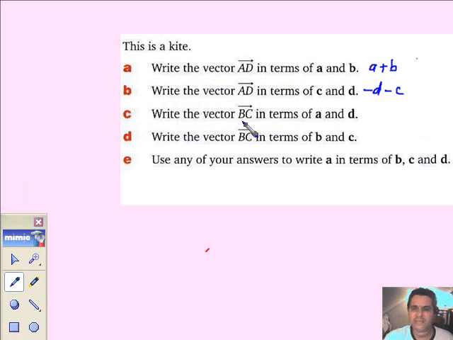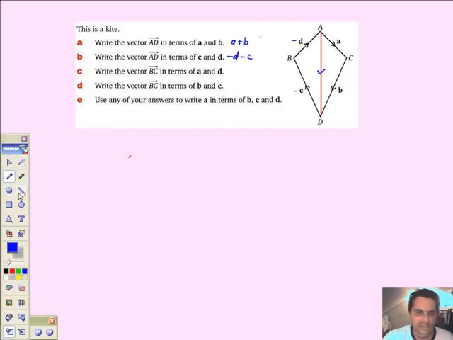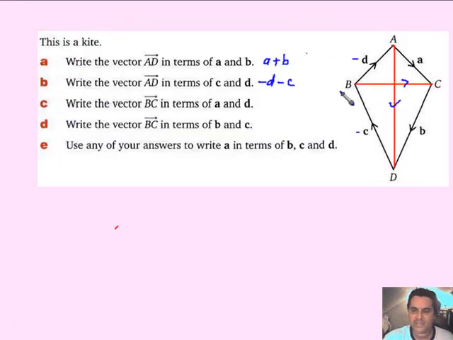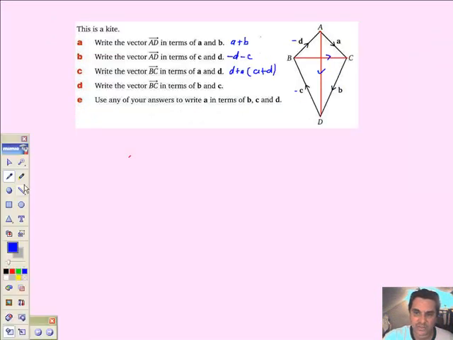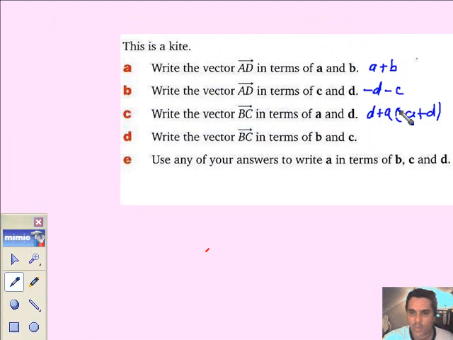Write the vector BC in terms of A and D. So it's asking me to do this from B to C, go in that direction, hence the arrow, and it wants me to go in terms of A and D. Well, let's just take a look. From B to C, I must go up the D and down the A in the direction shown. So essentially it's going to be D plus A, or you can call that A plus D. So D plus A, or A plus D.